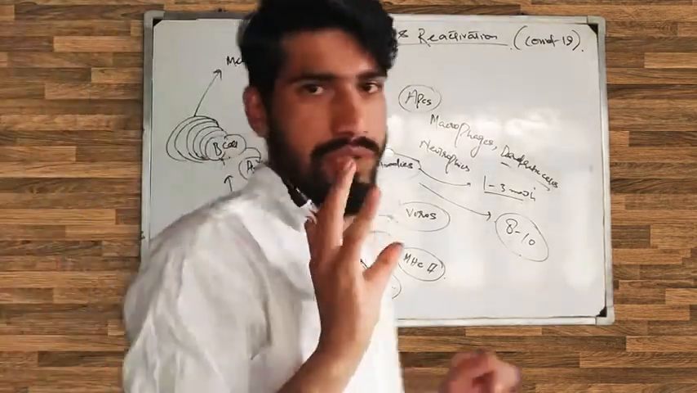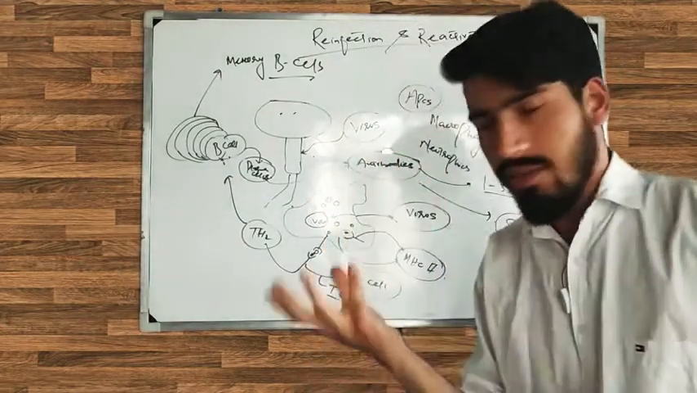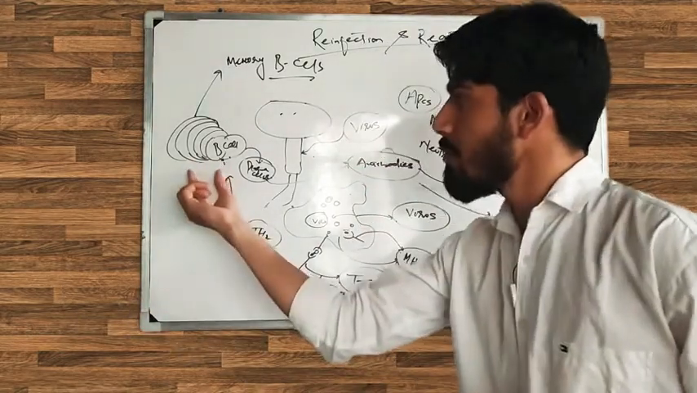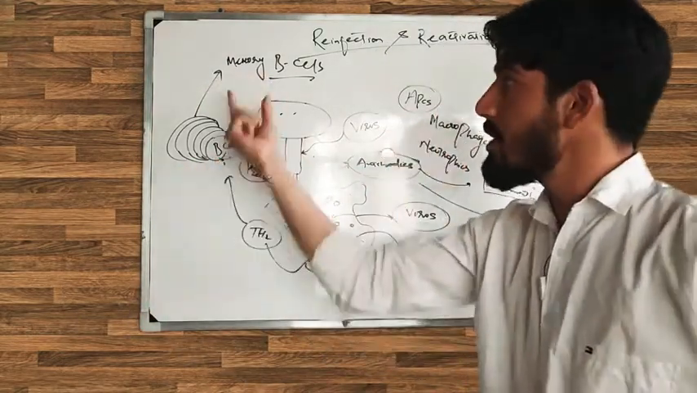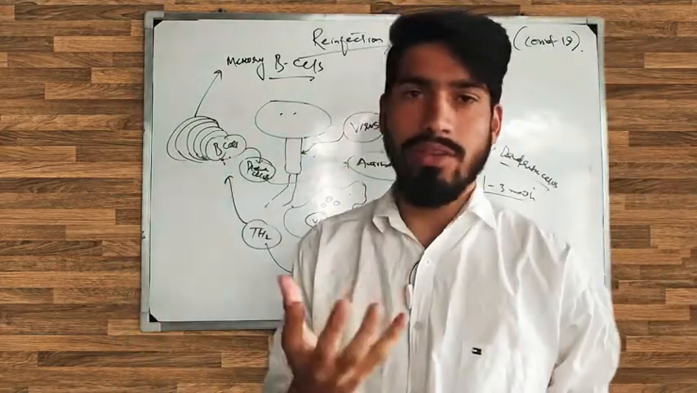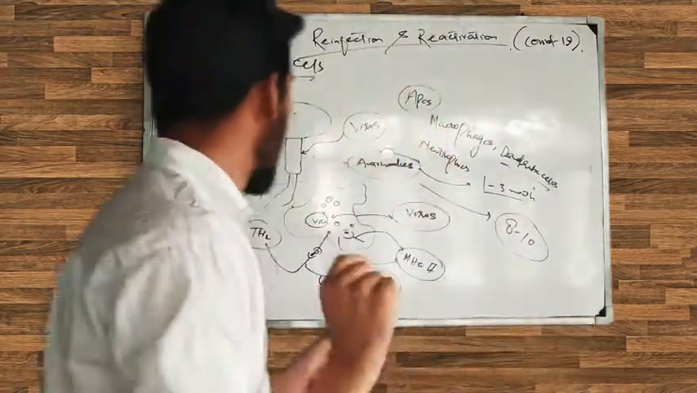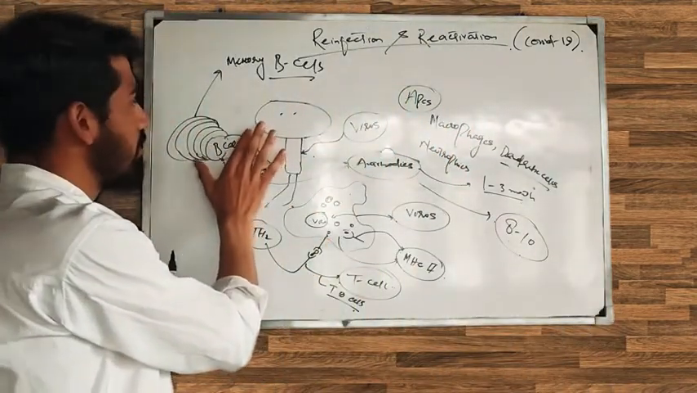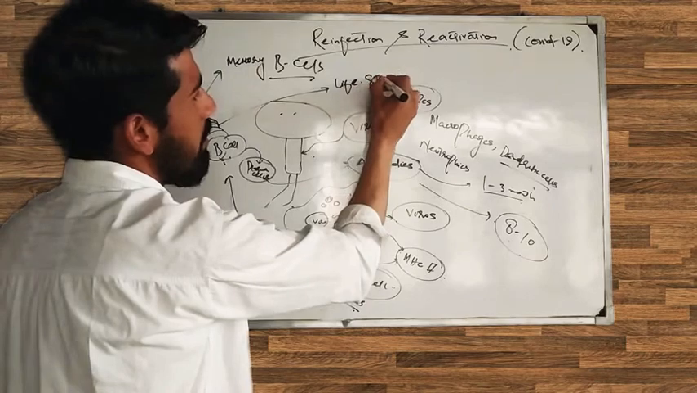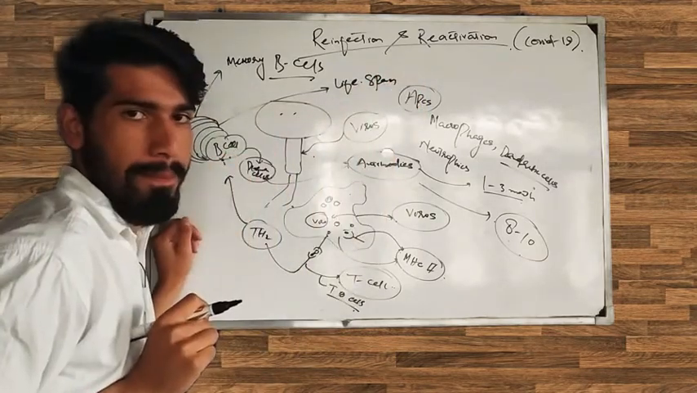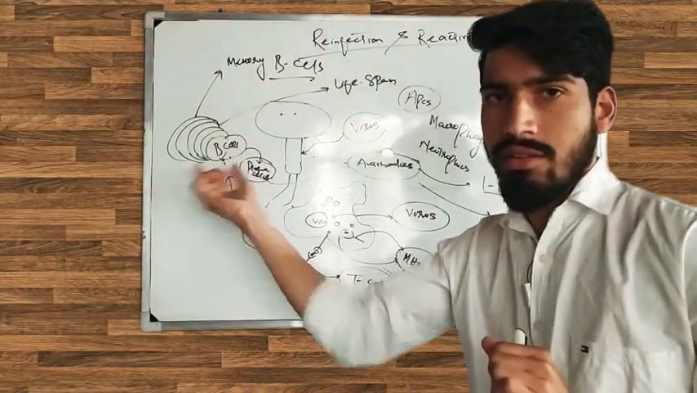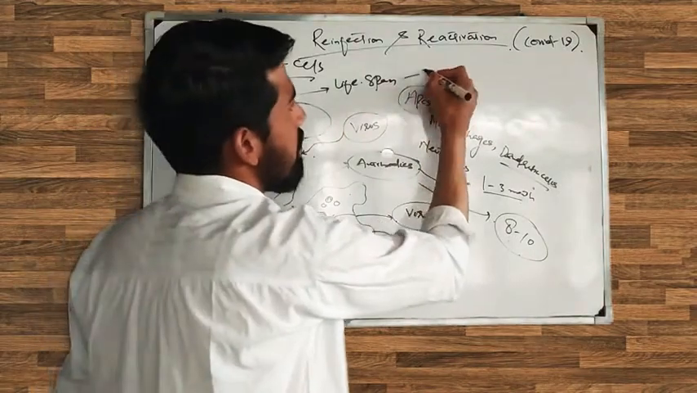When the same virus makes the entry again after a year, after 2 years, these memory cells are present here. These memory cells recognize the same pathogen or same virus. They go and capture the virus and destroy the virus or pathogen. But what is the lifespan of these B cells? Normally, these B cells remain almost 2 to 3 years.